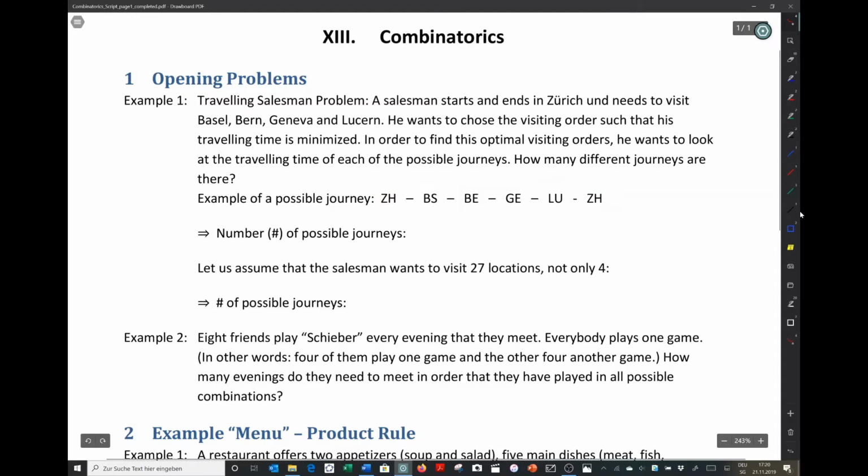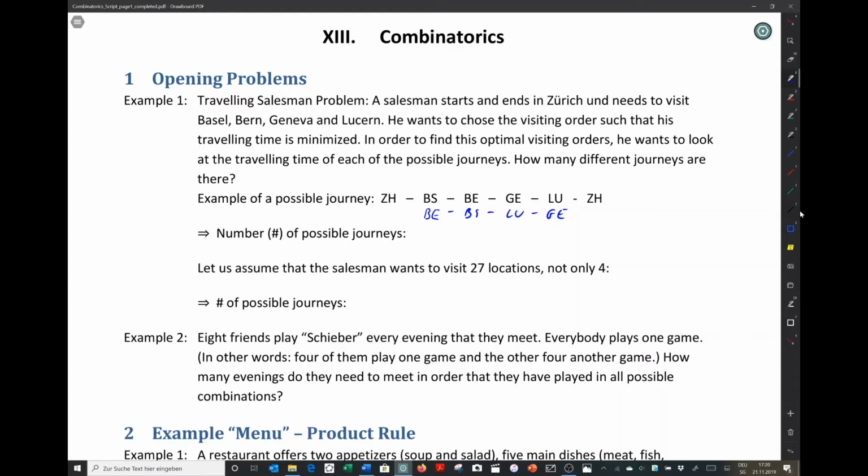So he starts in Basel, then goes to Bern, Geneva and then Lucerne. However, there are many other possibilities. For example, he could instead go first to Bern, then to Basel, then to Lucerne, and then to Geneva, before going back to Zurich. Question: how many different journeys are possible?